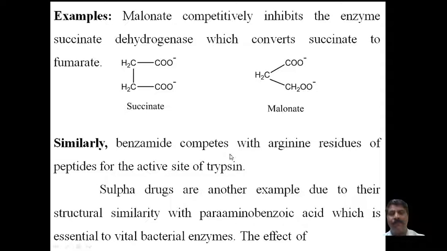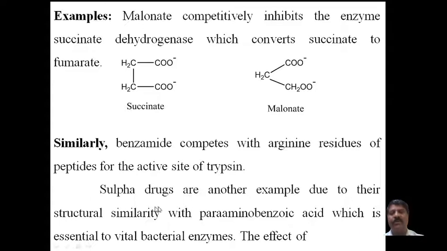Then similarly, benzamidine competes with arginine. Arginine residues of peptides bind at the active site of trypsin. The active site of the trypsin will be there. Then benzamidine competes. Benzamidine plus arginine: this is the substrate, and benzamidine acts as a competitive inhibitor. It competes with arginine in the peptide bonds, and it blocks the active sites of the trypsin, and the product forms. The rate of the reaction decreases or stops, whatever may be.